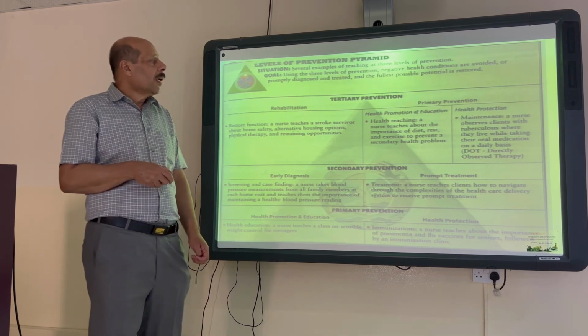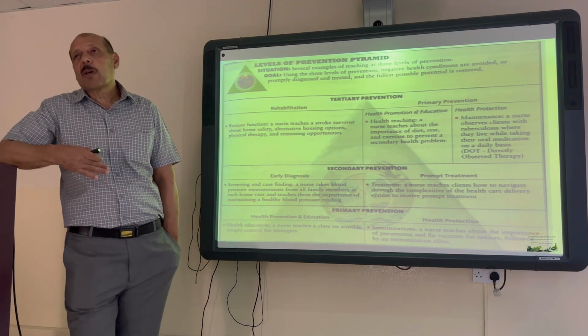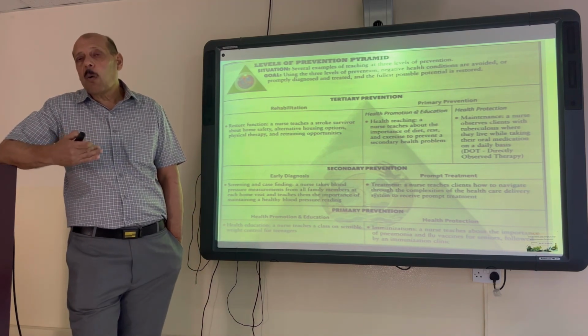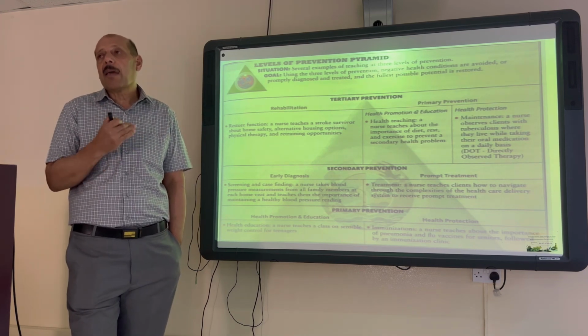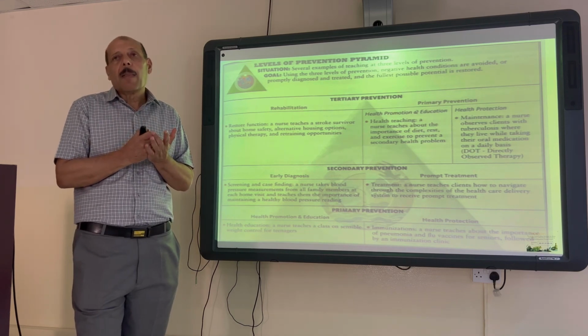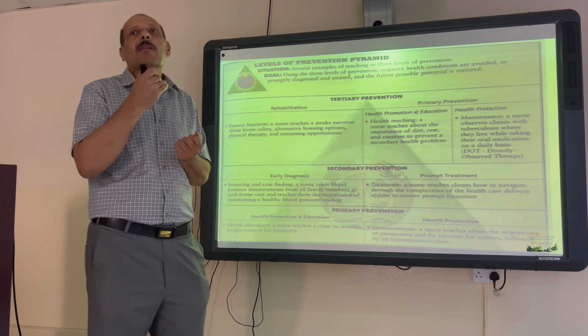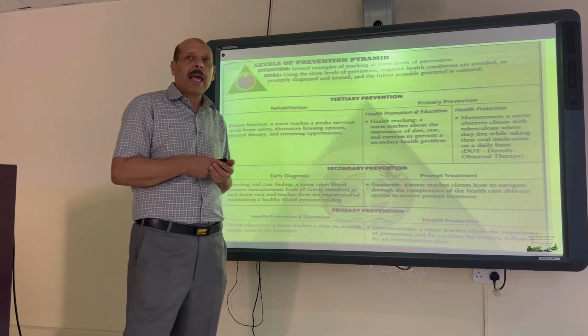So our work is going to be according to the need of our client, either it might be primary prevention, it might be secondary prevention, it might be also tertiary prevention of being handicapped.